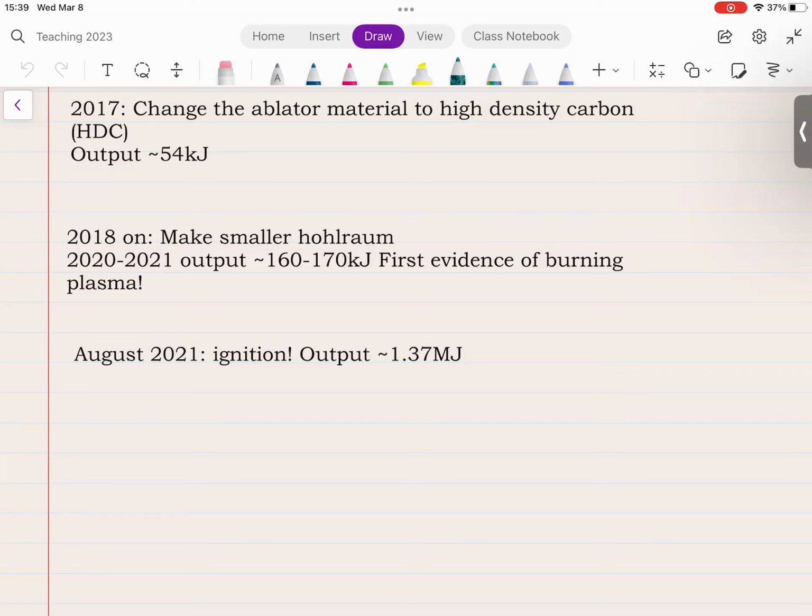What I want to leave you with is a reminder that this is a very complicated process. We had to learn a lot of physics and a lot of engineering to make this happen. Not with them, because I didn't do anything. I don't know about you, but a lot needed to be learned to make this happen.